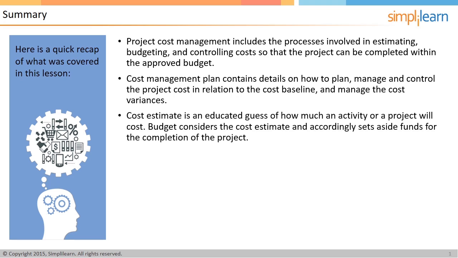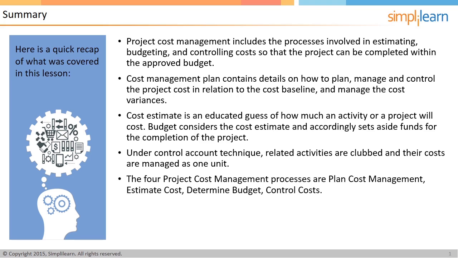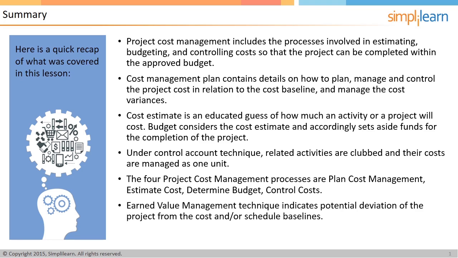Cost estimate is an educated guess of how much an activity or project will cost. Budget considers the cost estimate and accordingly sets aside funds for the completion of the project. Under control account technique, related activities are clubbed and their costs are managed as one unit. The 4 project cost management processes are plan cost management, estimate costs, determine budget, control costs. Earned value management technique indicates potential deviation of the project from the cost and/or schedule baselines.